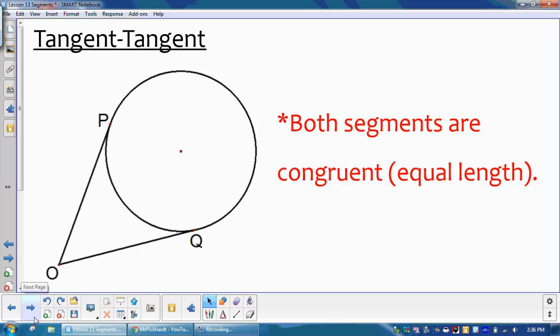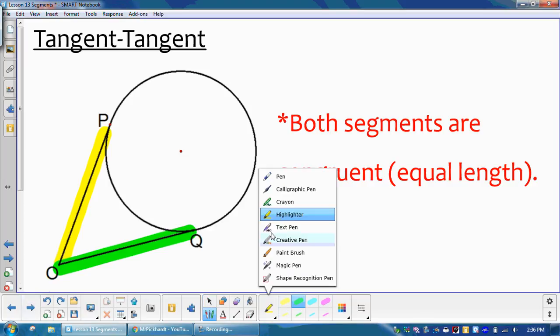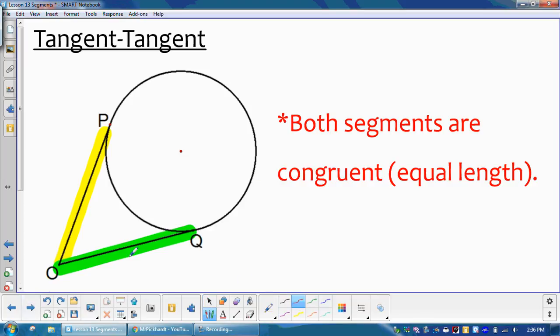Whenever I have two tangent segments that intersect outside, this is a special case. Those segments are going to be equal to each other, so their lengths will be equal. So the length of OP over here is going to be the same as the length of OQ, because they're congruent.